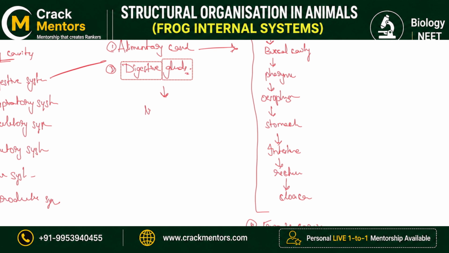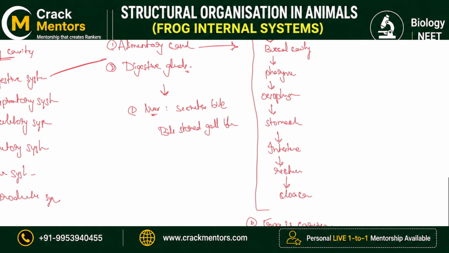Coming to the digestive glands, liver is there, which secretes bile. Okay, this bile secreted is stored in the gallbladder, and then after liver we have pancreas. So pancreas secretes pancreatic juice. Okay, this pancreatic juice will help in the digestion. How does this pancreatic juice help in the food digestion?